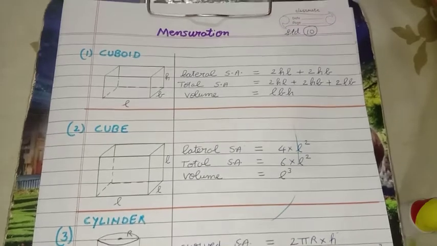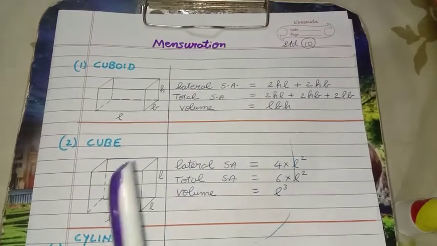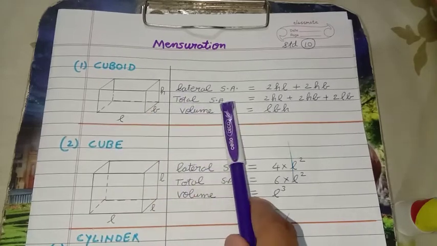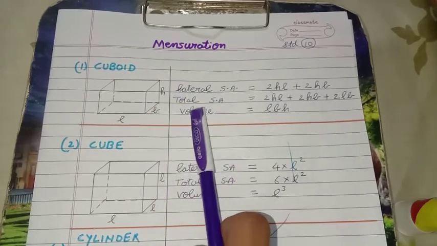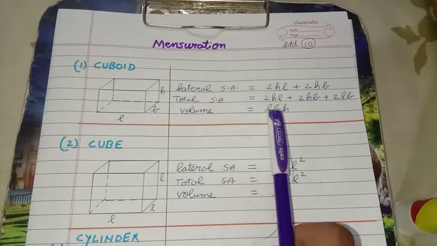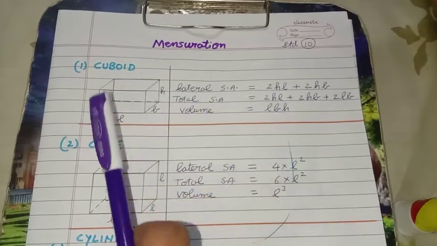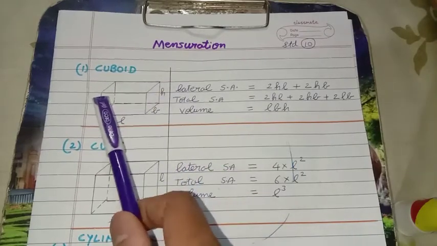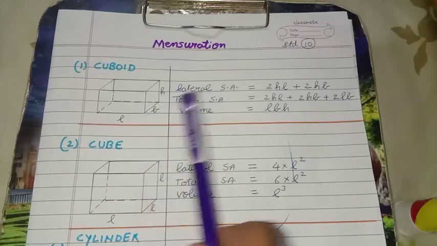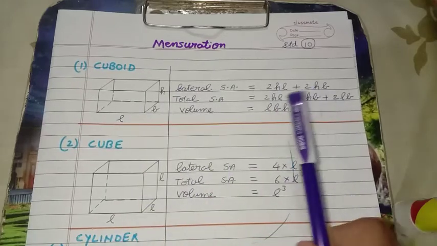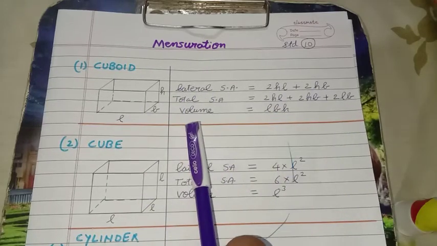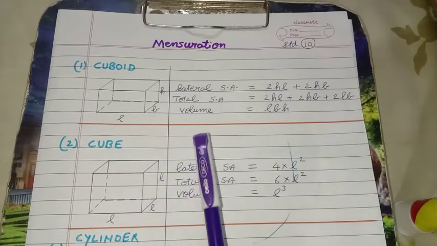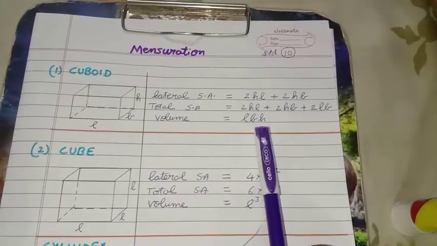Let us start with first, that is cuboid. See, cuboid, this is the object over here, and lateral surface area, then total surface area. This is how you are supposed to add all the areas: the front face, the face behind this, the surface to the left, to the right, the top and the bottom. So if you add all the 6 surfaces, you get the total surface area, and the formula for area is length into breadth. Then volume we have length, breadth and height.